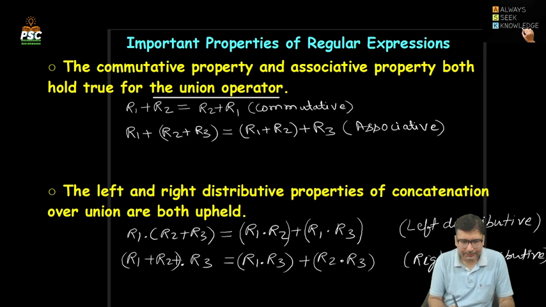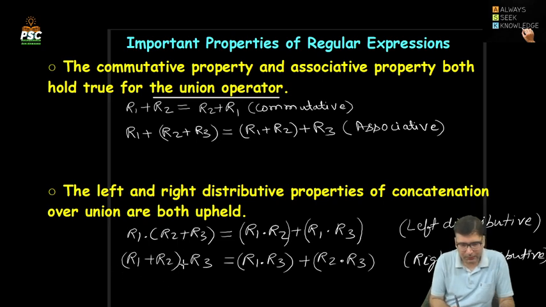Then the next property is the distributive property. If R1 is concatenated with the regular expression we get by performing union, where plus means union, we can write it as R1 dot R2 or R1 dot R3, as we write in mathematics or Boolean algebra. So this concatenation is a kind of left distributive property. From the left side, this concatenation can be distributed over the union operator.